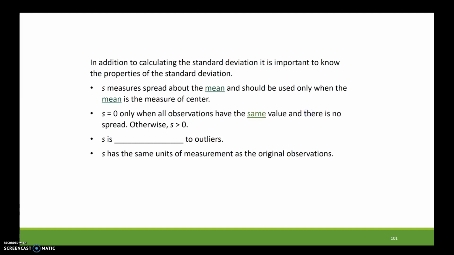The standard deviation is equal to 0 only when all observations have the same value. So if I have a data set where each and every single data point is equal to one another, then my standard deviation will be equal to 0. The standard deviation is not resistant to outliers. Remember that the mean is not resistant. So since the standard deviation incorporates the mean in its formula, since the mean is not resistant to outliers, neither will the standard deviation be. And then finally, the standard deviation has the same units of measurement as the original observations in the data set.